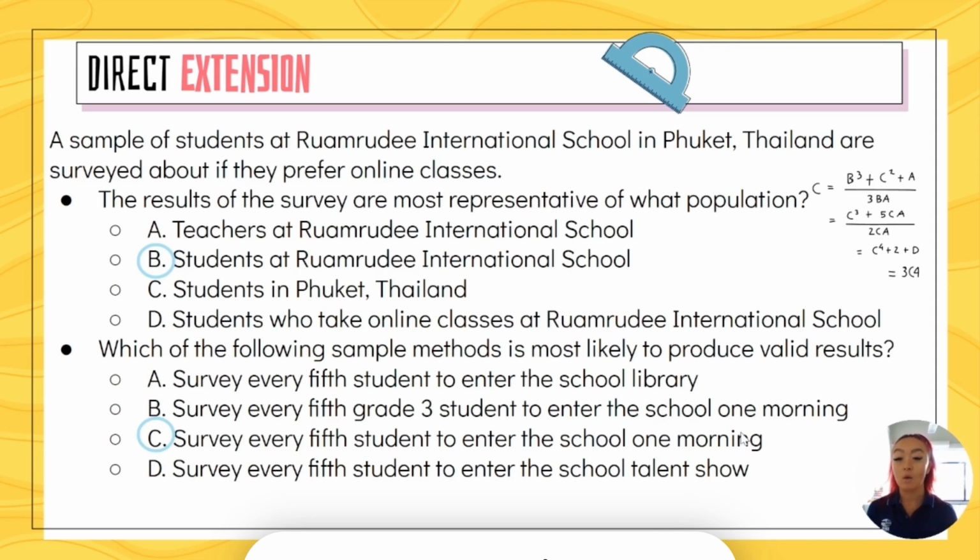But let's just see why choice D wouldn't make sense. Survey every fifth student to enter the school talent show. Well, the entire school population might not be in attendance of the school talent show, so that wouldn't give us the most accurate results here.